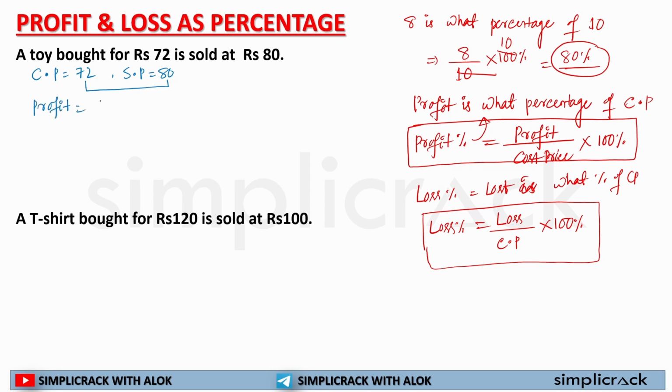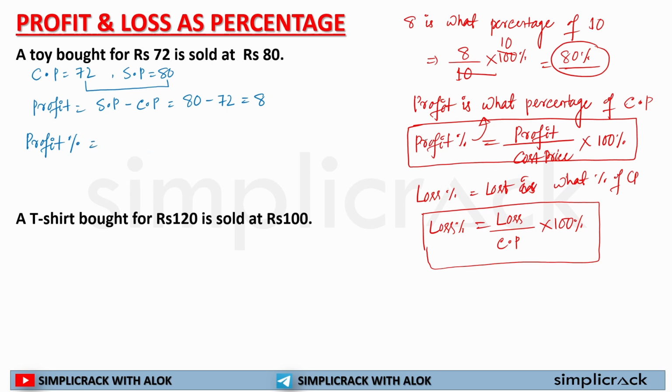So profit is what? Profit is sales price minus cost price. So sales price was 80 minus cost price was 72. So my total profit is 8. But this question has asked about profit percentage.